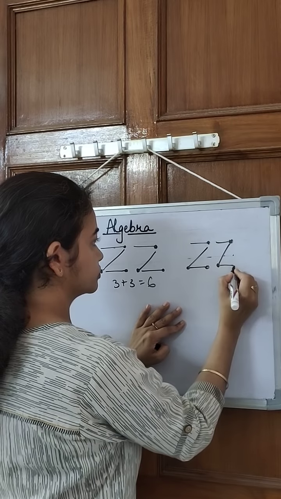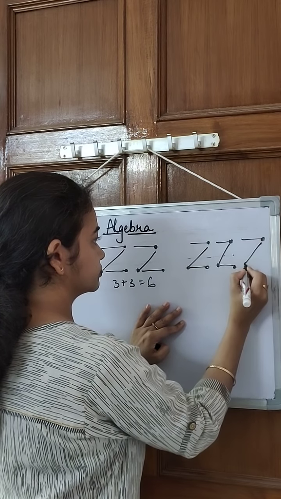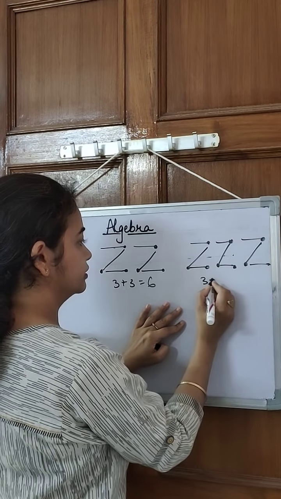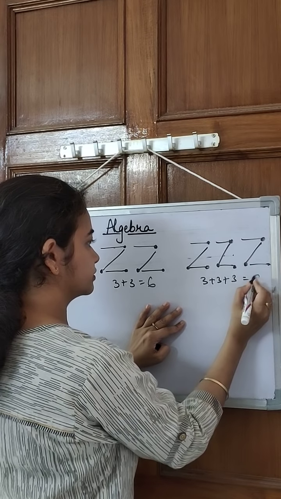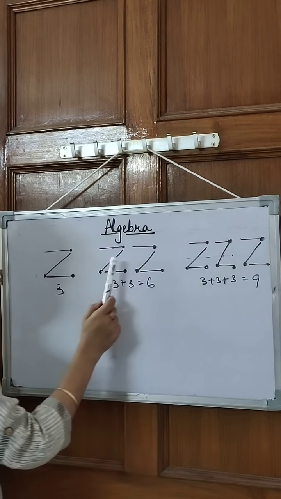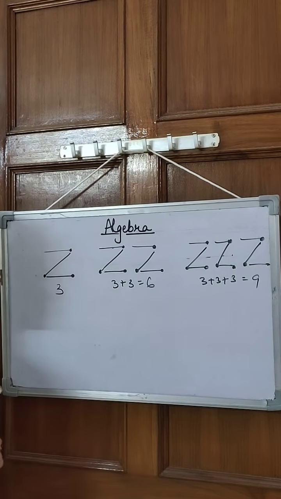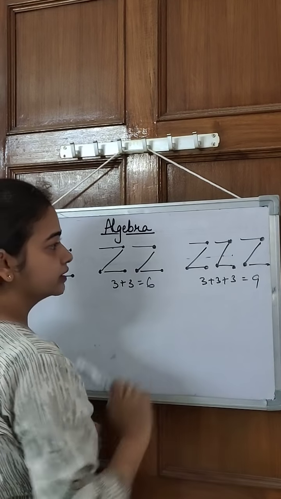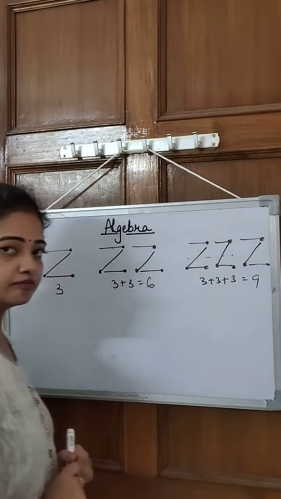So 1, 2, 3, 1, 2, 3. So 3 plus 3 plus 3, 9. So when I am making 1Z, I am using 3 matchsticks. I am making 2Z, I am using 6. When I am making 3Z, I am using 9 matchsticks.